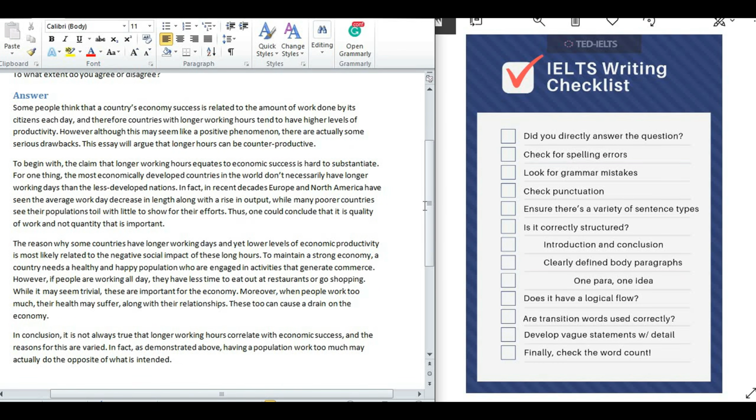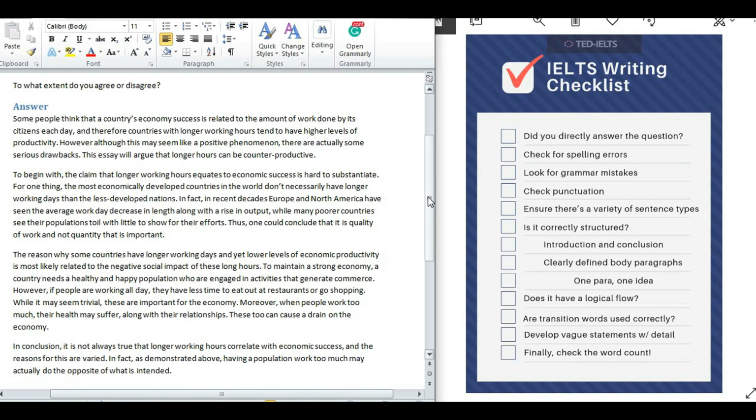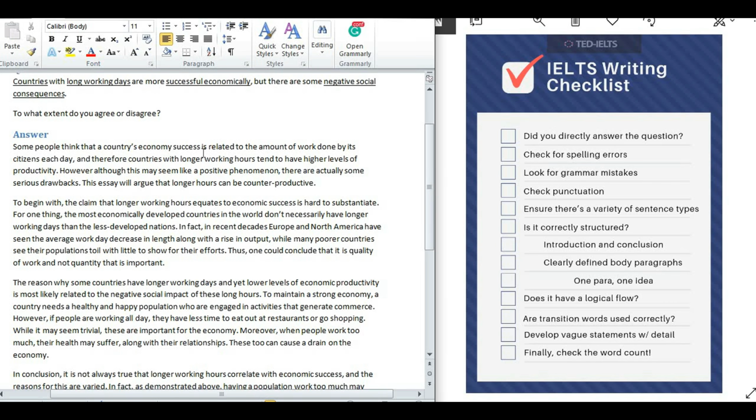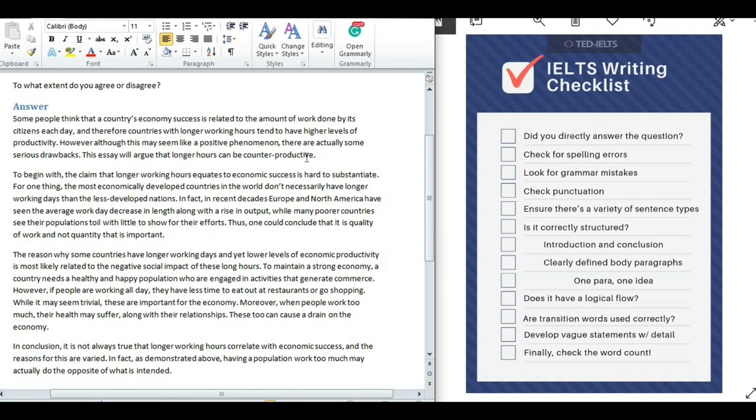If we read through this answer here, you will see that yes, we did directly answer it. We can see in the introduction here, I start by giving a sentence that sort of paraphrases the question, and then this second sentence here. However, although this may seem like a positive phenomenon, there are actually some serious drawbacks. This is addressing part 2 of it. So the first sentence talks about the first part, second sentence talks about the second part, and then the next sentence gives a statement about the essay.